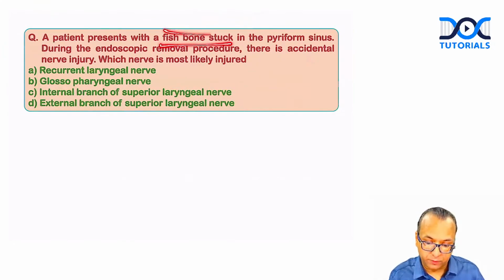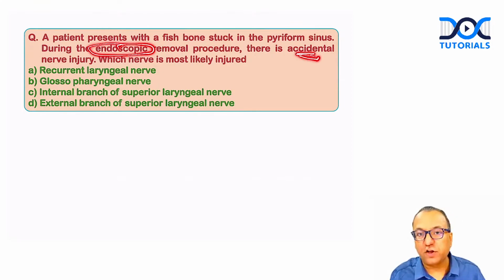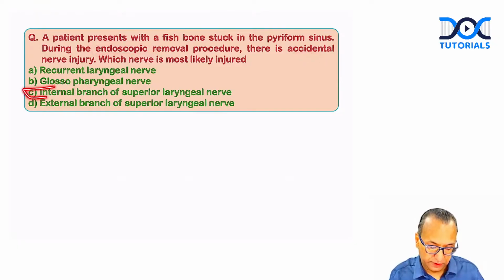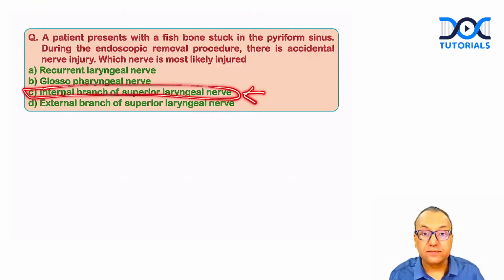Patient presenting with fish bone stuck in the pyriform sinus. Repeat question: endoscopy removal, iatrogenic injury, accidental, iatrogenic injury by doctor. And of course, the internal branch of the superior laryngeal nerve.